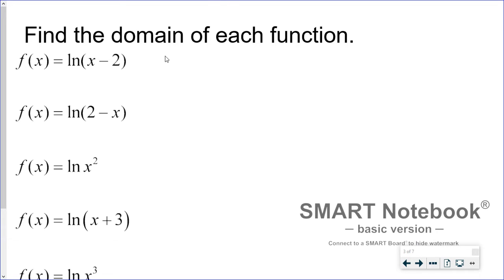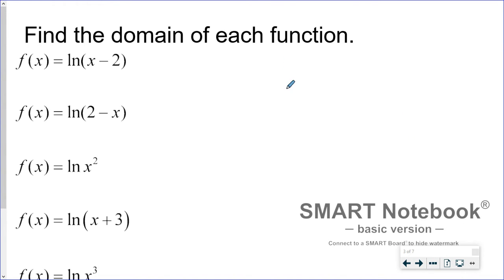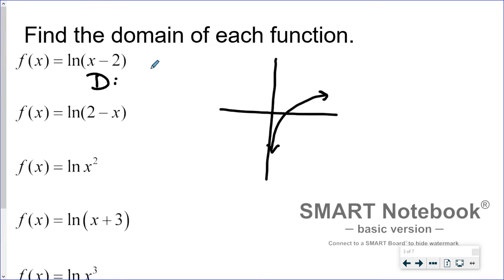First, we're going to talk about the domain of each of these functions. Do remember that the parent function of a logarithmic function looks something like this. Then we have to factor in transformations and everything. Here, we've got a simple shift to the right 2. So the domain here, instead of being from 0 to infinity, is going to be 2 to infinity.